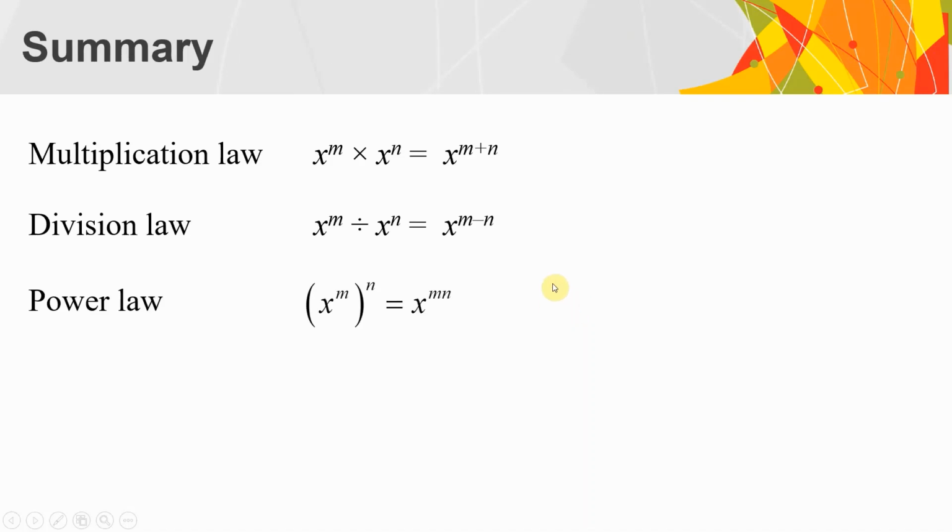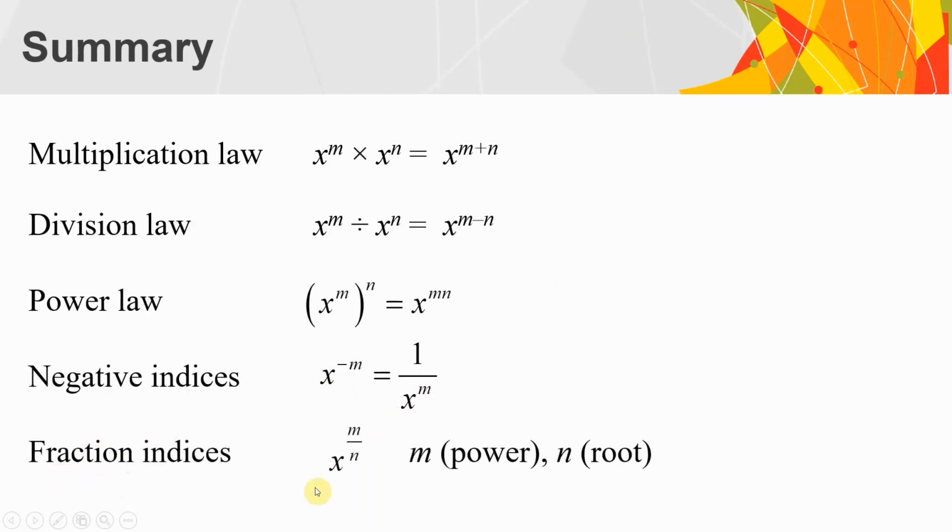So just a summary, we have learned all these three laws, and there are two forms of indices that I would like you to remember. The first one is negative indices. Whenever we have a negative power, we can change it to fraction. Or likewise, when we have a fraction, we can change it to negative index. The next one, the last one, is fraction indices, whereby we have numerator and denominator. The numerator represents the power and denominator represents the root. So that's all for this topic on index.